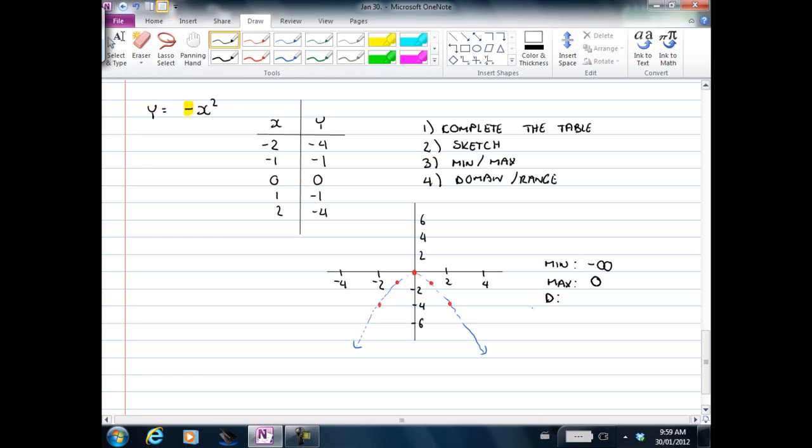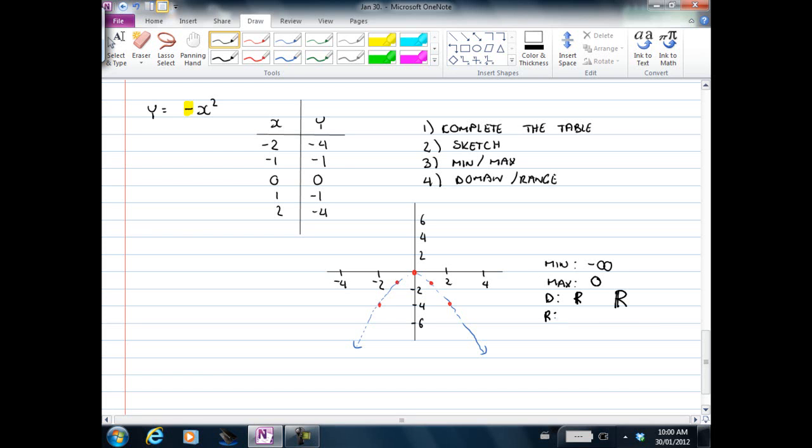Okay. Domain. We'll call this D. Darren, what's your domain going to be? All the numbers? All reals. Yep. Now, when you get to university, they're going to use this fancy R, like an R with a bar. It's called all reals.